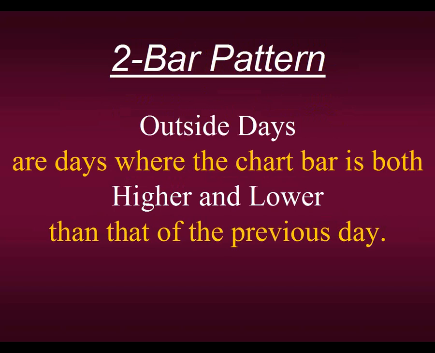Well, first of all, let me just go through the definition. Outside days are the days where the chart bar is both higher and lower than that of the previous day. Okay, so that's what the 2-bar pattern is. In other words, we're looking for a bar that is both higher and lower than that of the previous day. And we're talking about the range of the previous bar and the range of today's bar.